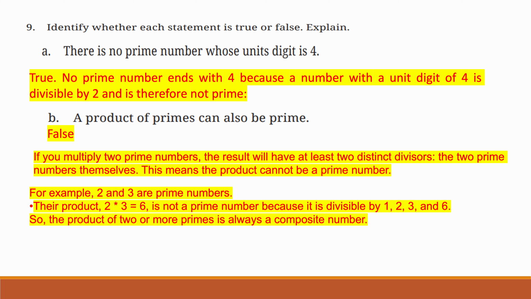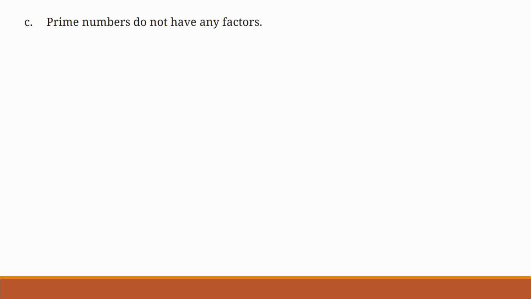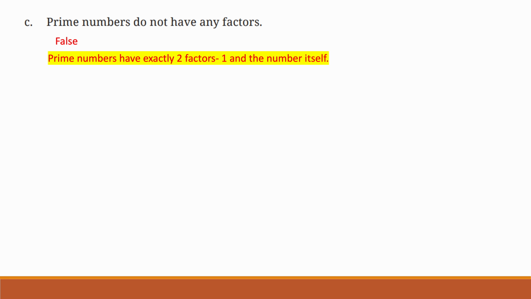But 6 is not a prime number because it has more than 2 factors. It is divisible by 1, 2, 3 and 6. So, the product of 2 or more primes is always a composite number. Prime numbers do not have any factors. This statement is false. Prime numbers have exactly 2 factors, 1 and the number itself.